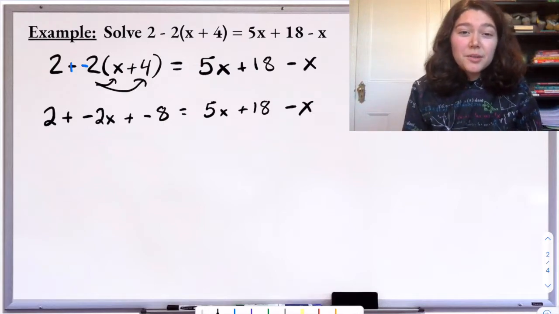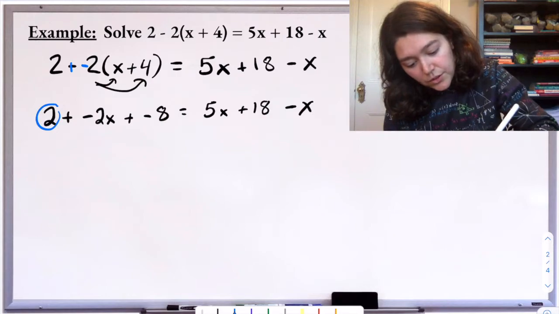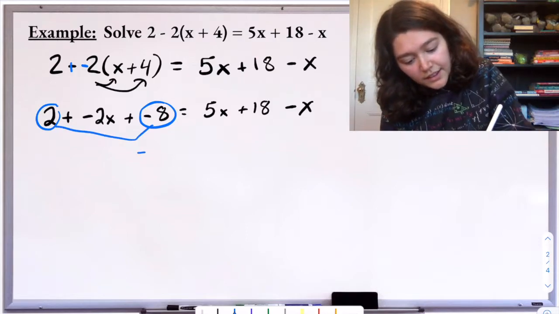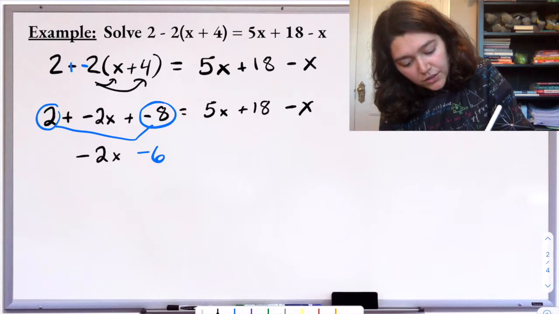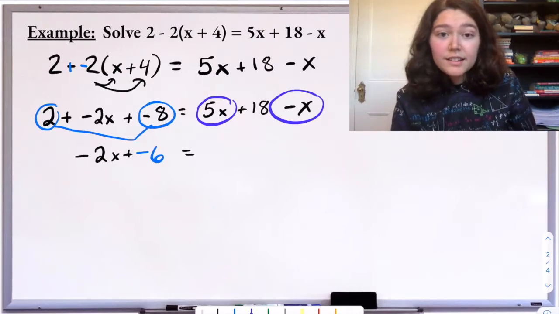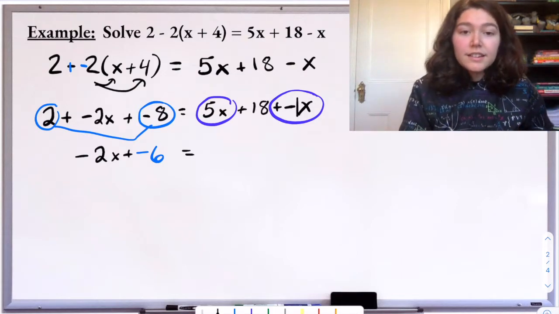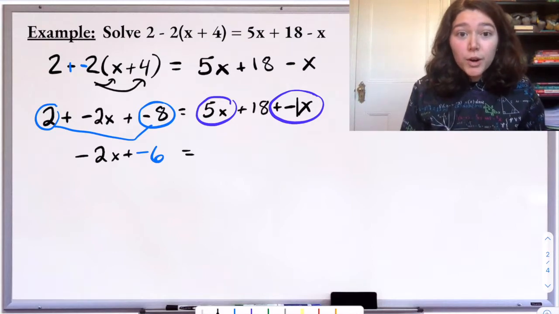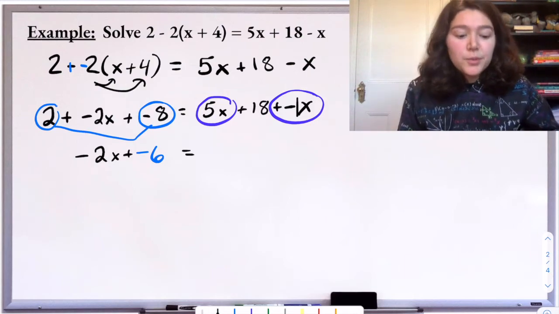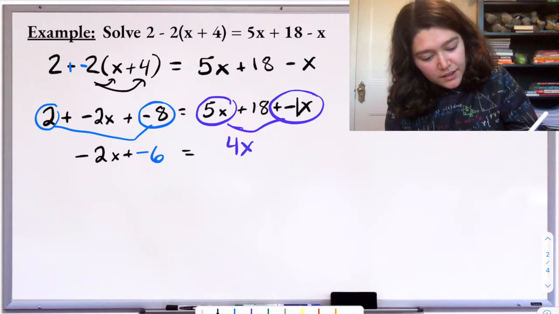Now I see I have some like terms on the same side of the equation, so I want to take care of those. On the left-hand side, I have a positive 2, and then I have a negative 8. Those are getting added together. So 2 plus negative 8 is negative 6, and then I still have negative 2x plus that. On the right-hand side, I have a 5x, and then here I have minus x. I could think of this as adding a negative x, or this is a negative 1x. We know if we just have x, the coefficient there is a hidden 1, because multiplying a number by 1 doesn't change it. So 5x minus x, or 5x plus negative 1x, is all the same thing. These combine to be 4x. And then we bring down our plus 18.